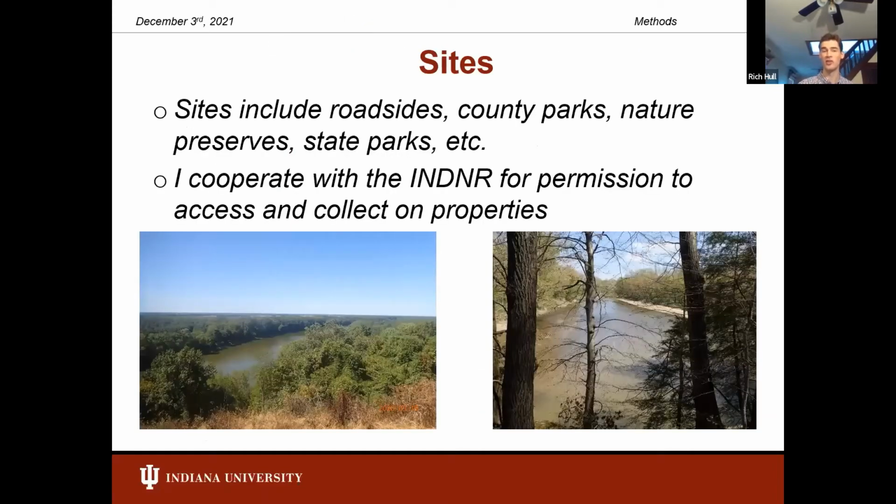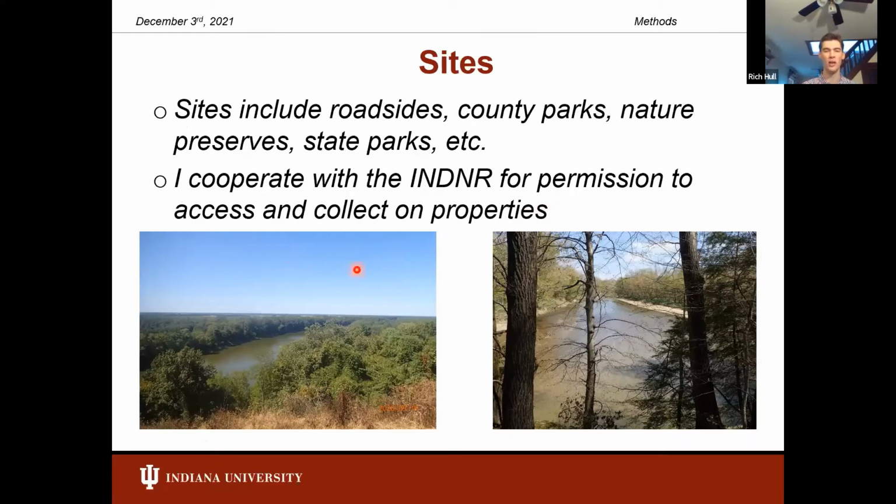So as I mentioned, sites are diverse. They include roadsides, county parks, nature preserves, state parks, etc. And I access each site with permission to collect plants granted from the Indiana Department of Natural Resources as well as the property owners. So here I have a couple examples of sites.